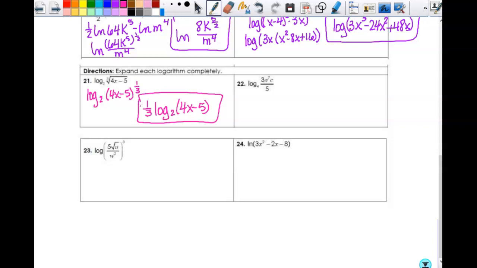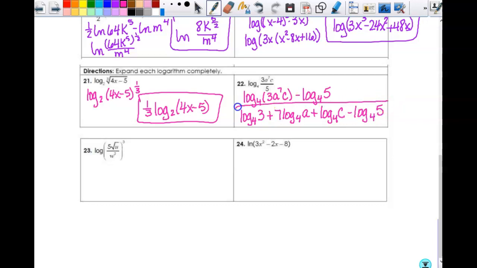All right, so I'm going to split this up by division first. So this would give me log base 4 of 3a to the 7th times c minus log base 4 of 5. Then I can break all that apart. So this is going to give me log base 4 of 3 plus, now that 7 can come out front, 7 log base 4 of a plus log base 4 of c minus log base 4 of 5.